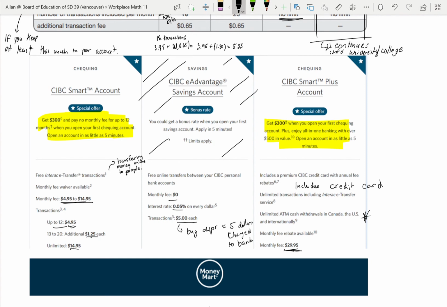Generally speaking, there's some things that they don't talk about, you probably need a minimum balance to get this. You can't just open an account, put in 10 cents, and then get $300. You have to probably put in $1,000 or $2,000 to get this. But this is an example of what you might look up for when you're doing your assignment.